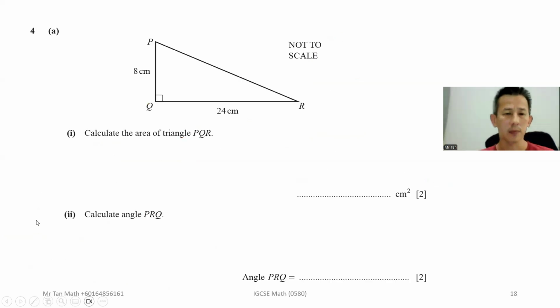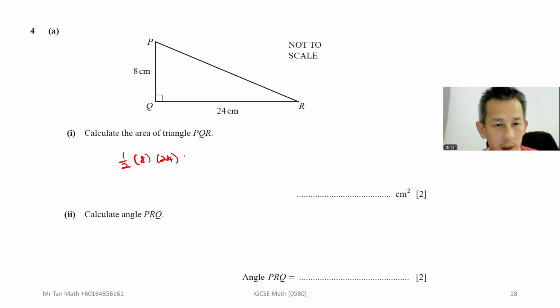For A, calculate the area of triangle PQR. Triangle, so half times base times height. You should get 96.